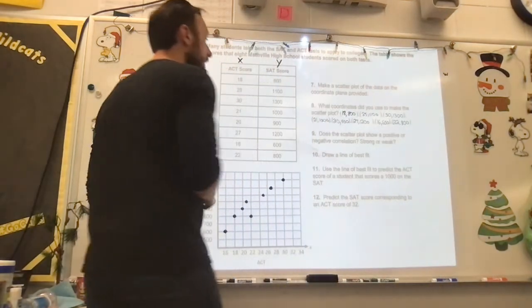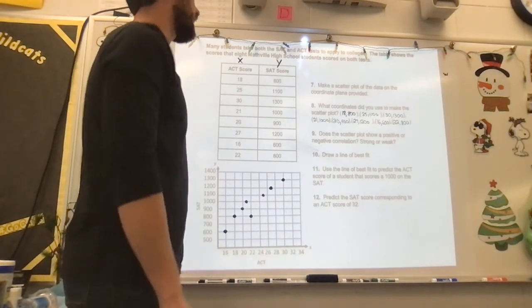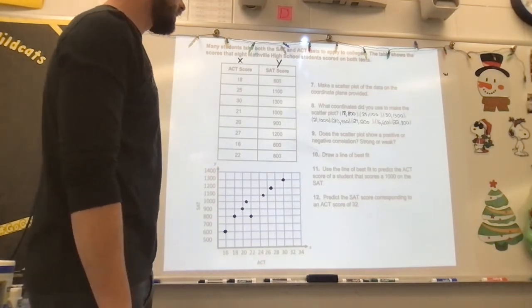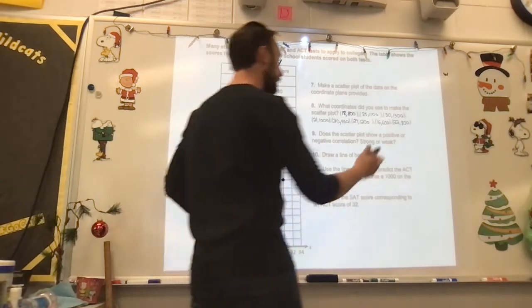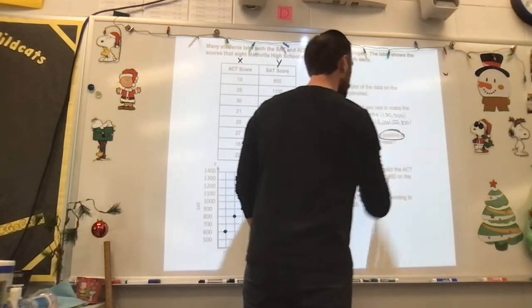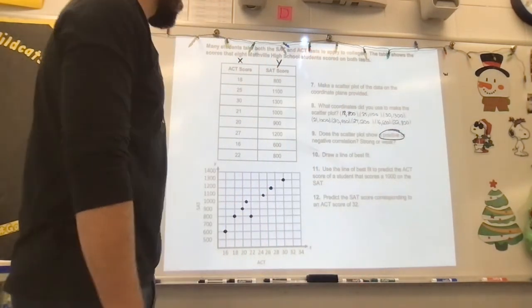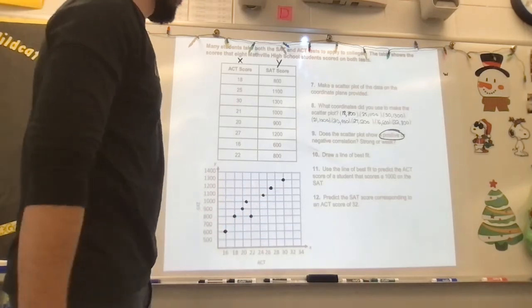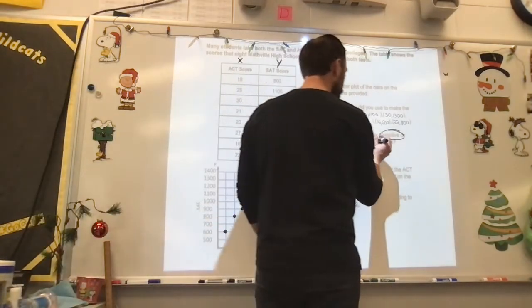It then says, does this scatter plot show a positive or negative correlation? Well, if we're going up, up, up, that would be a positive correlation. And does it show a strong or a weak correlation? I would say that is a strong correlation. I definitely think that's a strong correlation.